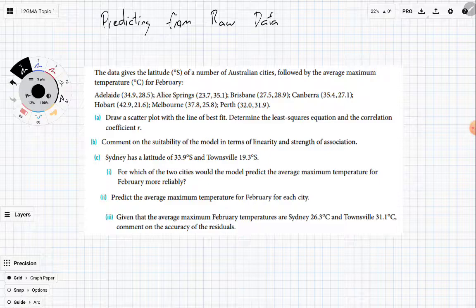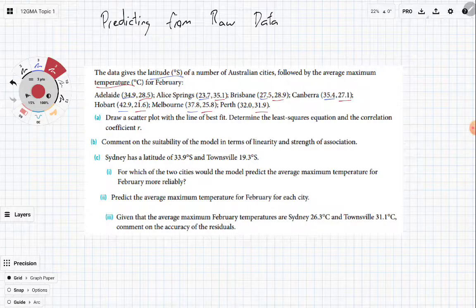So the data gives the latitude in degrees south of a number of Australian cities, followed by the average minimum temperature in degrees Celsius for February. So you've got Adelaide, Alice Springs, Brisbane, Canberra, Hobart, Melbourne, and Perth. And just so that we're really clear, the first values are the latitudes, and the others are all the temperatures. Okay, so that's the way the data has been produced.